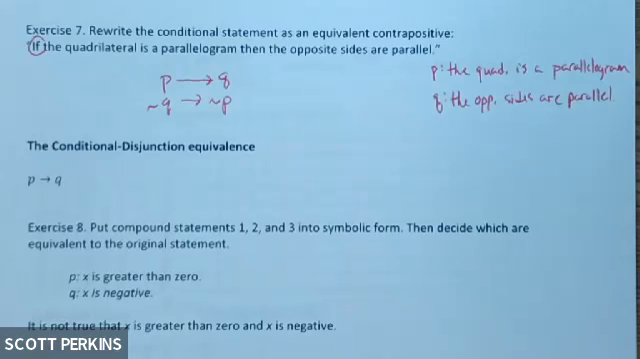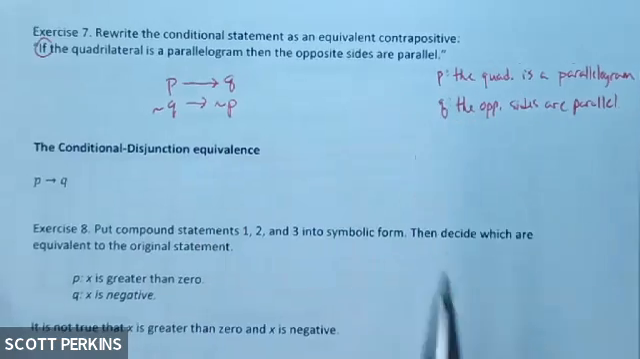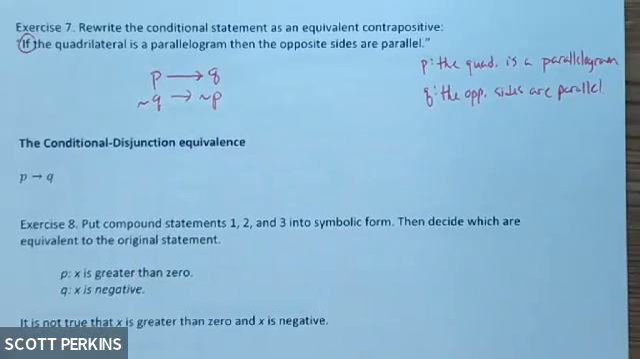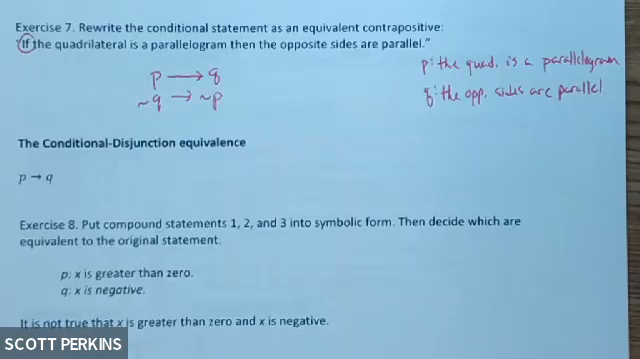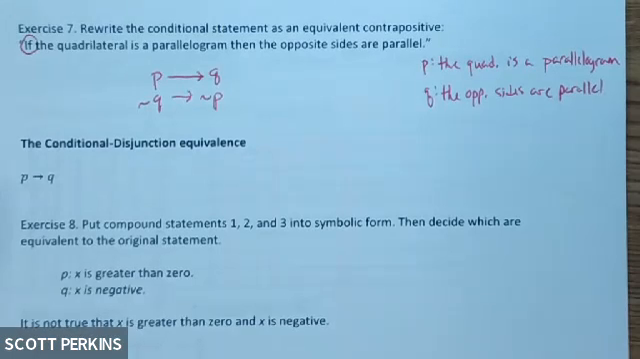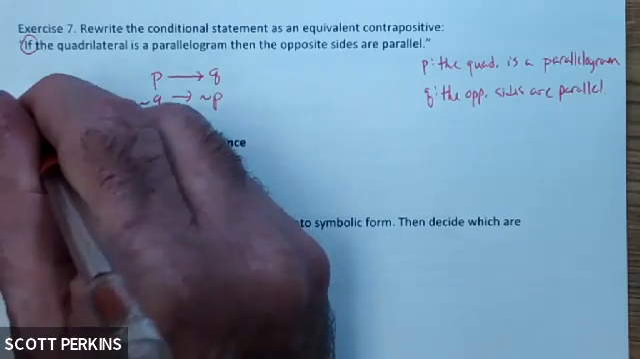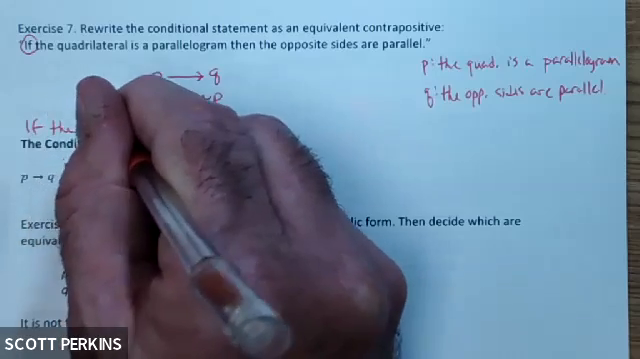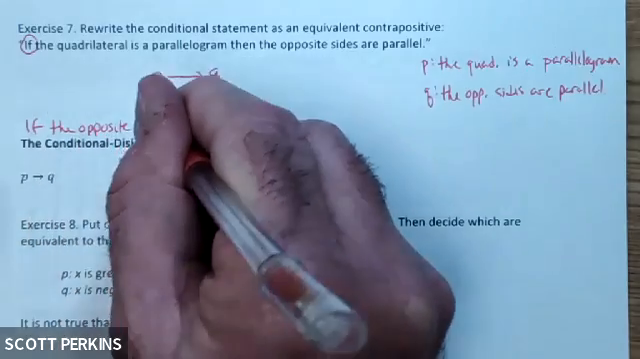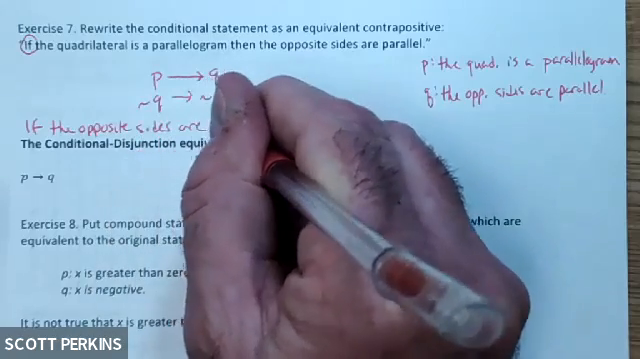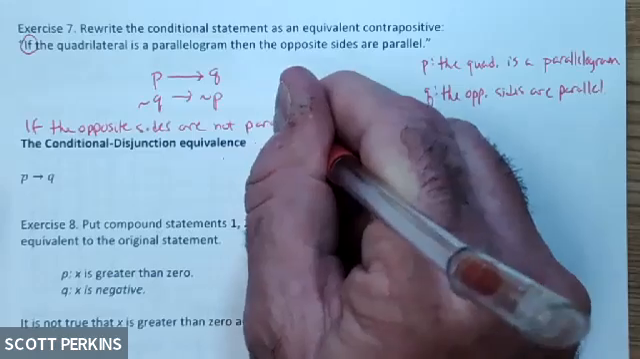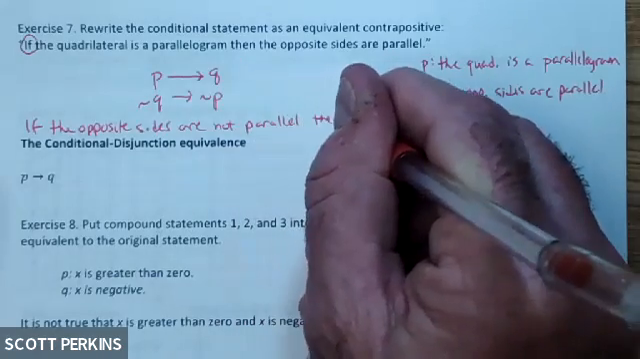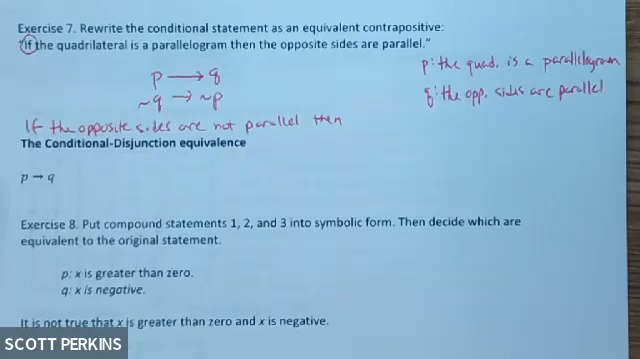Again, all of that is just preparation for what I wanted. And once more, I'll say, if you did not need to do that preparation, if you're super confident that you know what the contrapositive is, then that is swell. Okay, so now what I'm going to do is if the opposite sides are not parallel, then the quadrilateral is not a parallelogram.